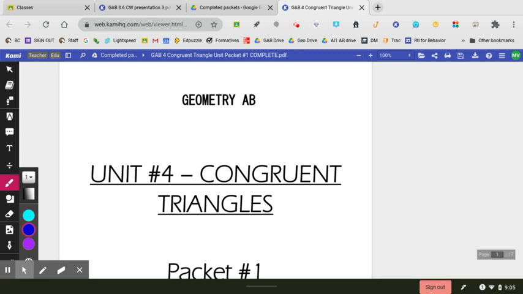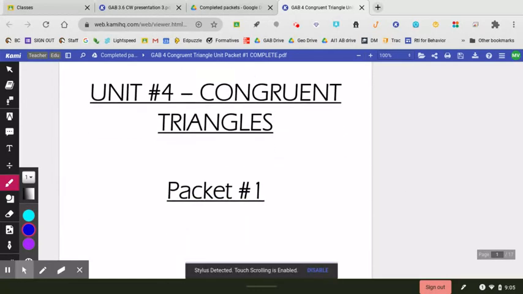Hello, everyone. Today we are starting chapter 4. As you can see, I altered the packet so that it's 2 packets. This first packet is what will be on your first quiz. So let's begin.